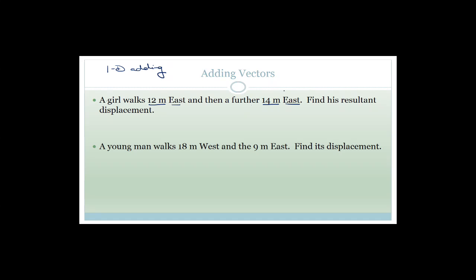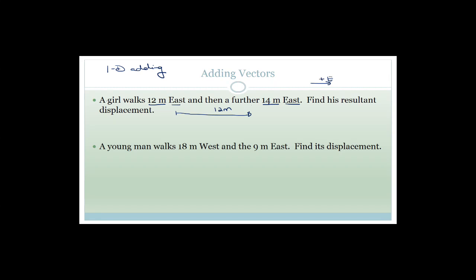So first of all, we need to choose a direction as positive. So let's choose east as positive, okay? Then what do we do? Right, now, you can either draw this using scale diagrams or you can just think about it logically. A girl walks 12 meters east. So she starts here and she walks 12 meters east. And you really should use a ruler to draw this, guys.